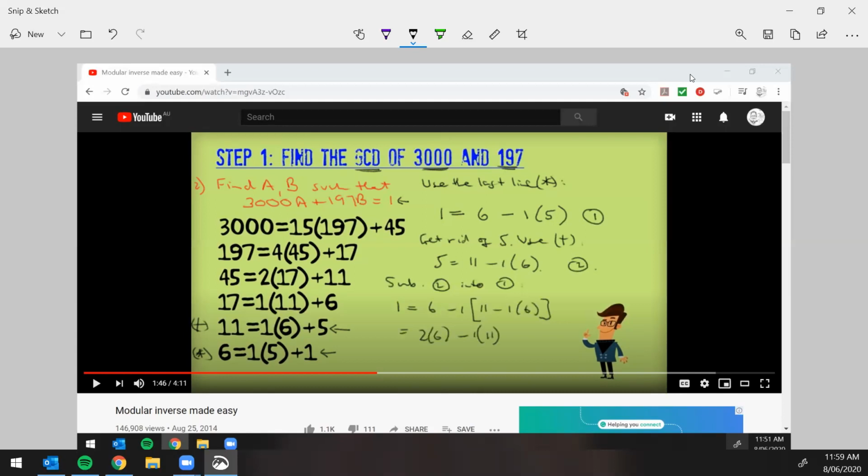Okay, so we have actually made some progress. We've got rid of the 5, and now we've expressed 1 in terms of 6 and 11. So now we want to get rid of the 6. How are we going to get rid of the 6? Well, we're going to use this one, because that tells me 6 in terms of 11 and 17.